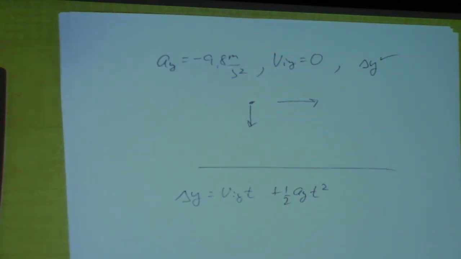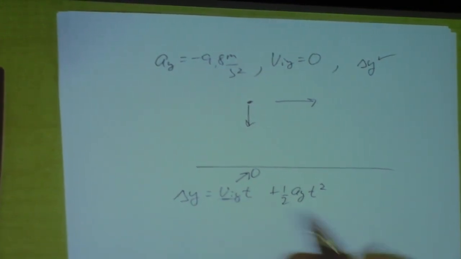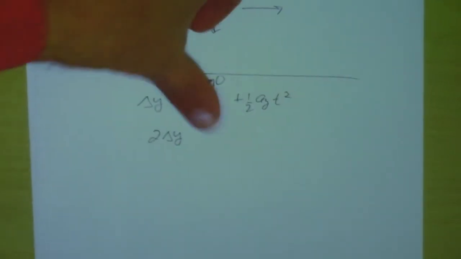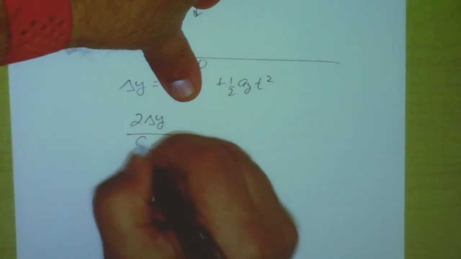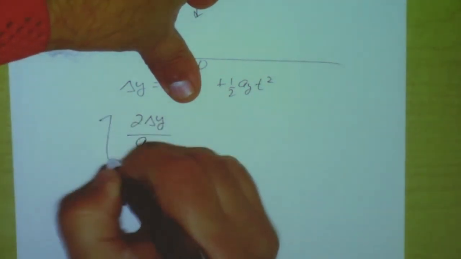So this equation has time involved, and it actually has what we're given involved. Delta y is the same. The initial velocity is 0. Acceleration in the y will help us compare these times. So this is 0 because they both have 0 initial velocity in the y. So 2 delta y equals a_y t squared. Multiply both sides by 2, divide by acceleration in the y. That will be t squared. So if I take the square root of that, that will give me t.